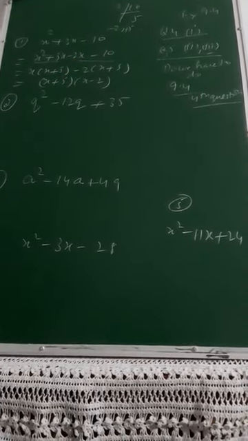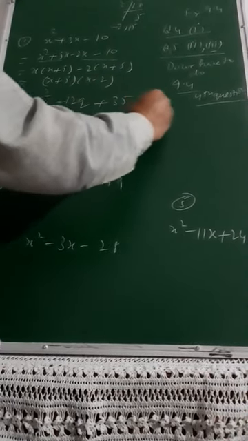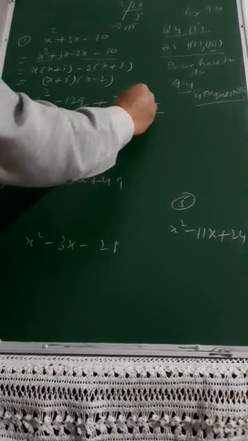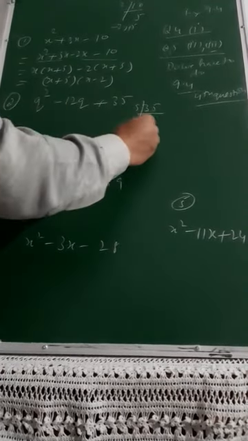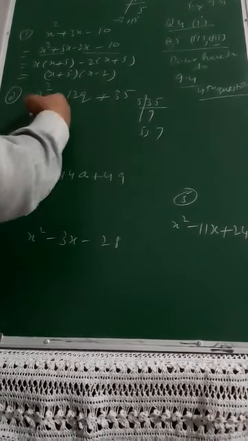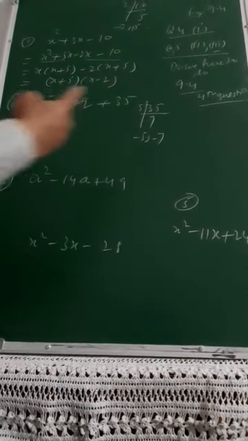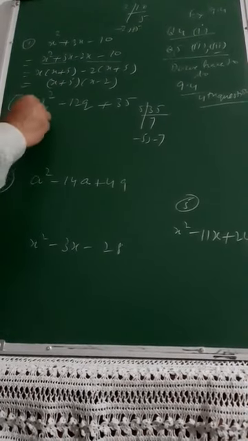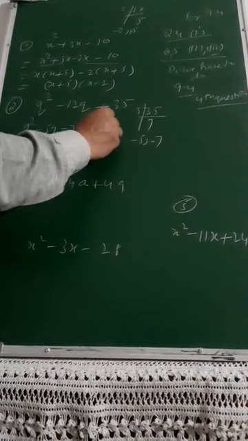The procedure is quite the same. Again, 35 into 1 is 35. If you go for the factorization of 35, 5 sevens are. So 5 and 7 will serve my purpose. Why? Because I need 12. The sum of 5 and 7 is 12, but I need minus 12, so I'll put minus with both. So that is q square minus 5q minus 7q plus 35.